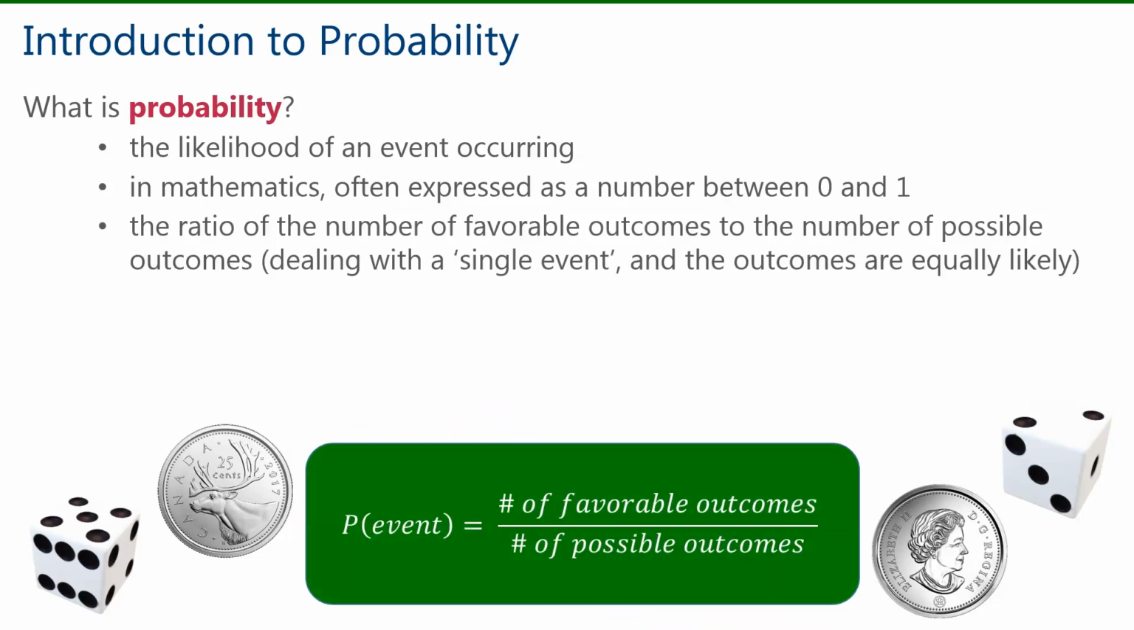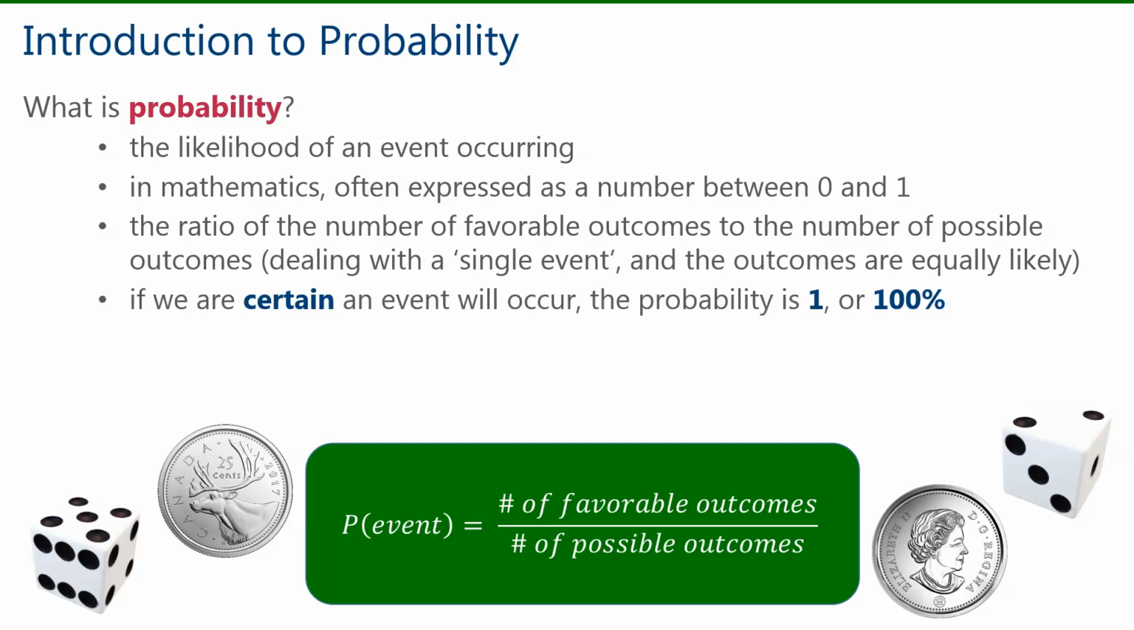It's the ratio of the number of favorable outcomes to the number of possible outcomes. We will initially be dealing with a single event, and the outcomes will be equally likely. If we are certain an event will occur, then the probability is 1, or 100%. If an event is impossible, the probability will be 0, or 0%.